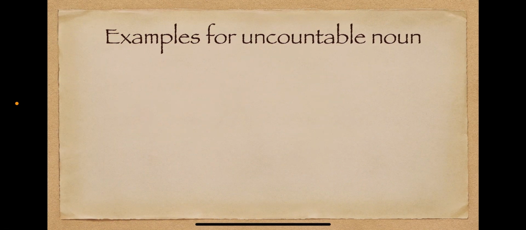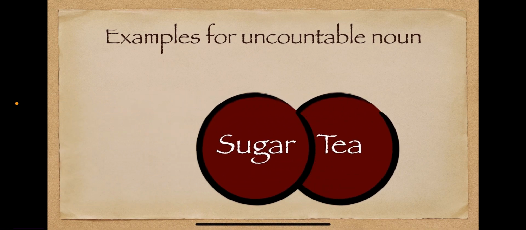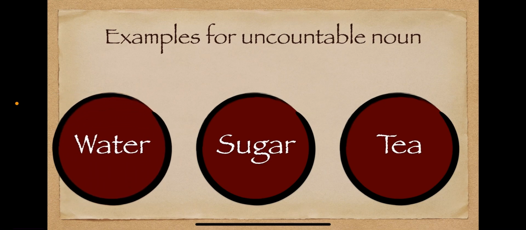Now, there are examples for uncountable nouns. What are the examples for uncountable nouns? We have sugar, tea, and water.